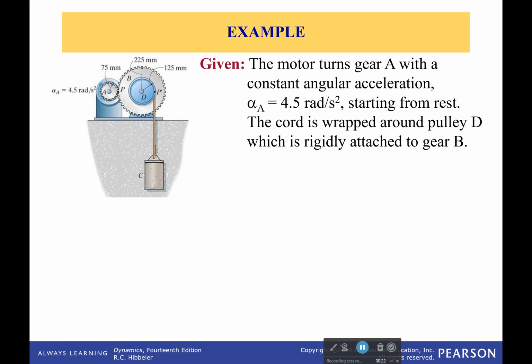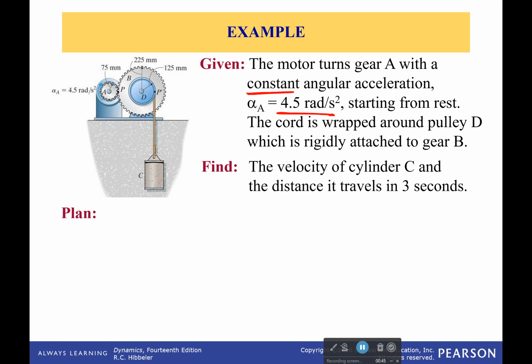So what we have here is two gears. They're connected by the teeth. A motor turns gear A with a constant, I like that word, angular acceleration of 4.5 radians per second squared, starting from rest. Now the cord is wrapped around pulley D, which is rigidly attached to gear B. Okay, so what are you trying to find? Well, the velocity of that cylinder and the distance it travels in 3 seconds.